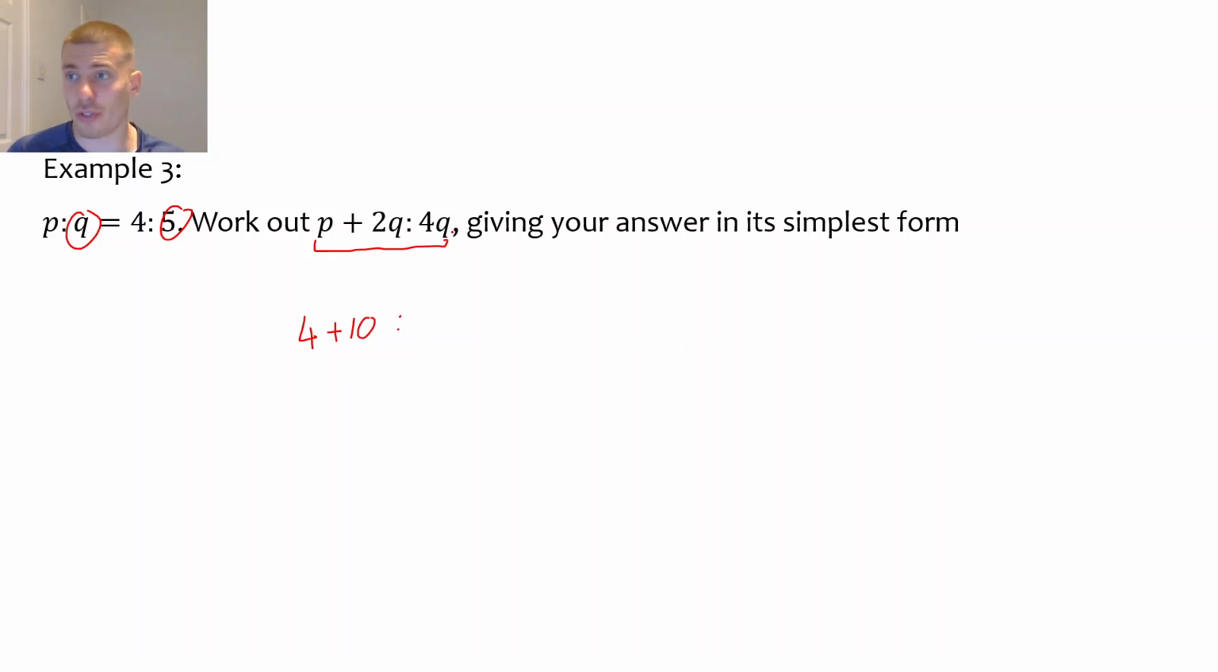And then you've got 4 lots of q. Well, again, q is worth 5 parts. What's 4 times 5? 20. There we go. So we get to 14 to 20, which is what we got in the last video, but just much quicker. And then you can simplify this by halving your numbers, which will give you 7 to 10.